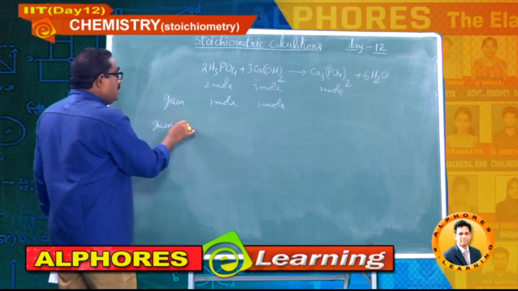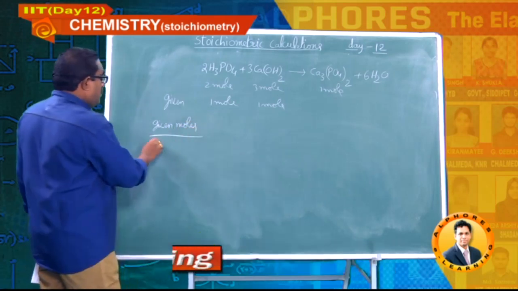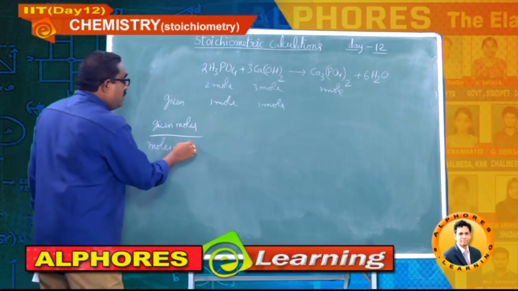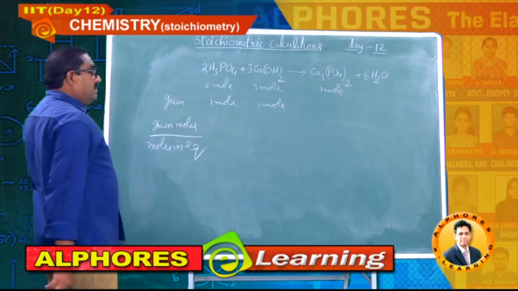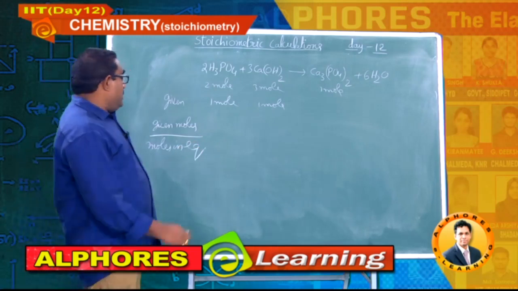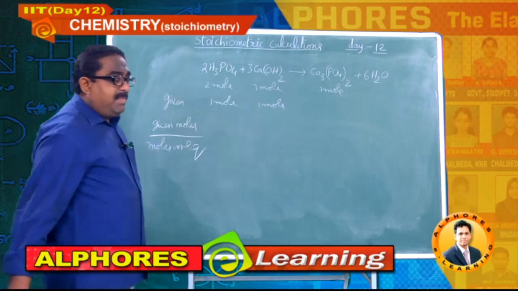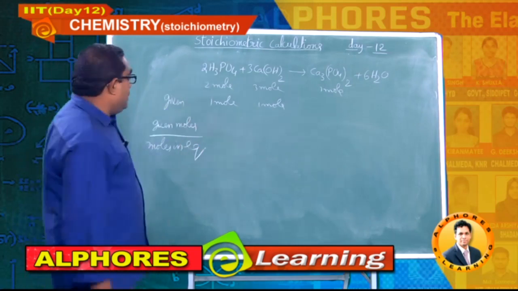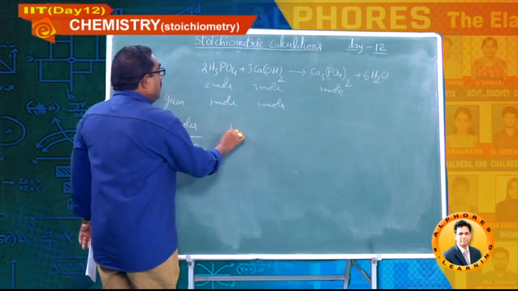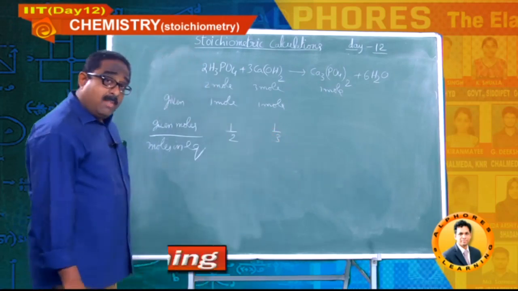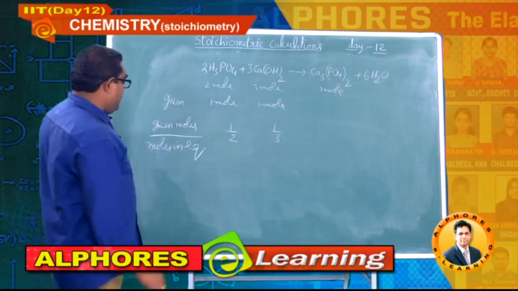The technique is, first of all, take the ratio given moles by moles in the equation. Write down, students, clearly, please write down. Given moles divided by moles in the equation. It means the balanced chemical equation. Okay, I am doing that. 1 by 2, 1 by 3.